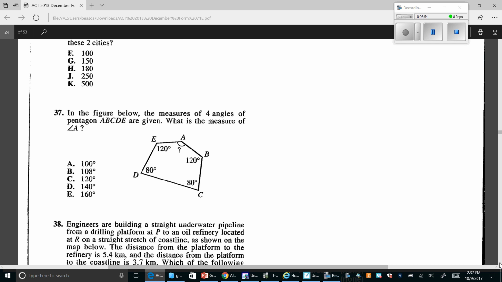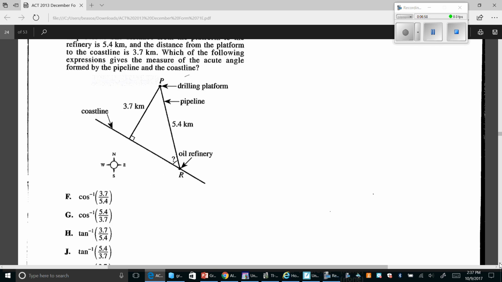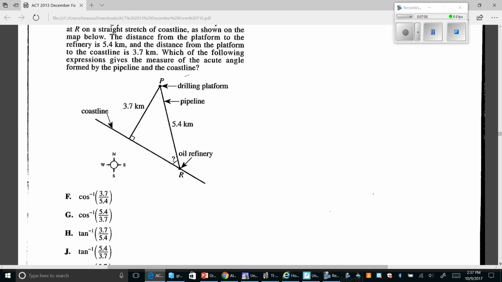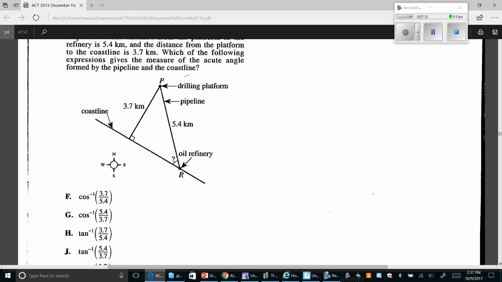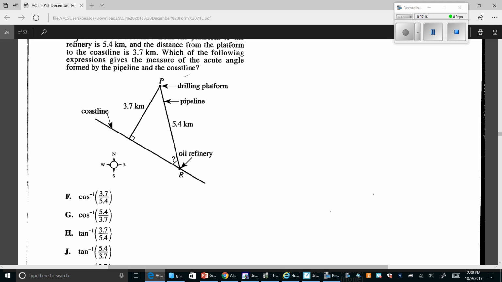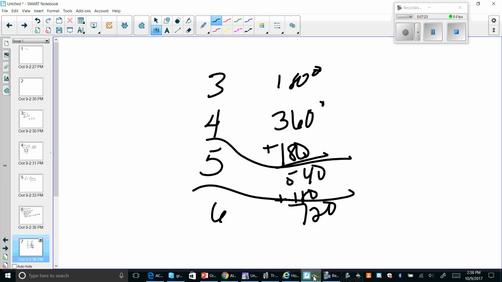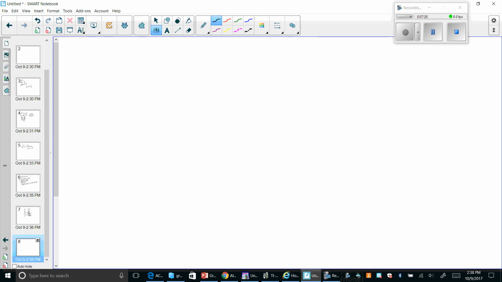All right, we'll maybe do 1 or 2 more. Okay. This particular one, we've got this drilling platform pipeline. They want this angle right here. And it's a right triangle. I know that this side is 3.7, and this is the opposite side. And this side is 5.4, and it's the hypotenuse. So when you're looking at trig ratios, you can see here in my answers, there's all kinds of trig ratios. So which ones use the opposite and the hypotenuse?